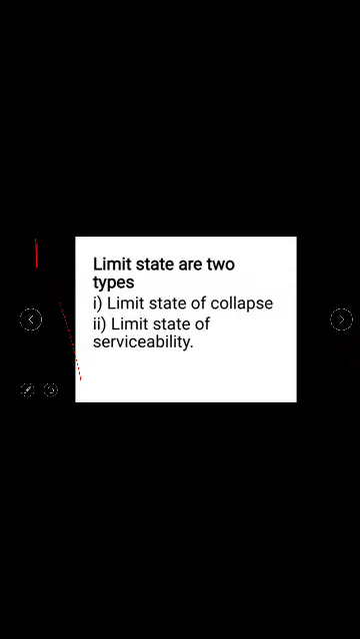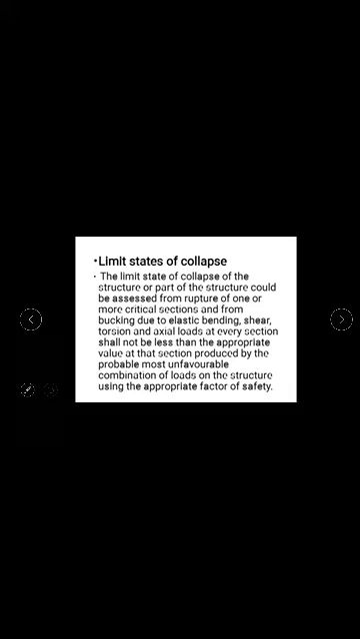Limit state of collapse. Under limit state of collapse, we will be designing structural members under flexure, compression, shear, and torsion. If you see the definition, a limit state of collapse of the structure or part of the structure could be assessed from rupture of one or more critical sections and from buckling due to elastic bending. Shear, torsion, and axial loads at every section shall not be less than the appropriate value at that section produced by the probable most unfavorable combination of loads on the structure using the appropriate factor of safety.